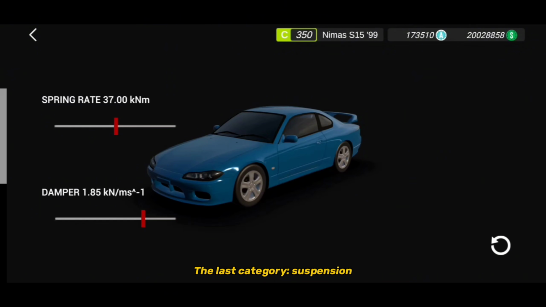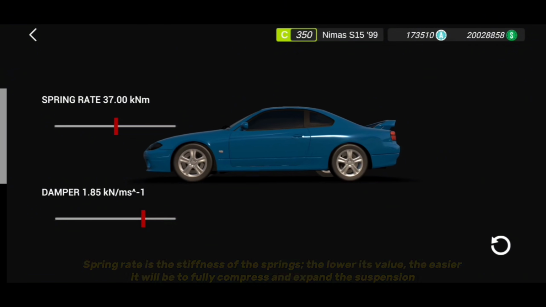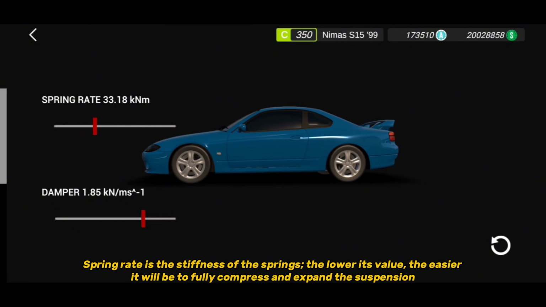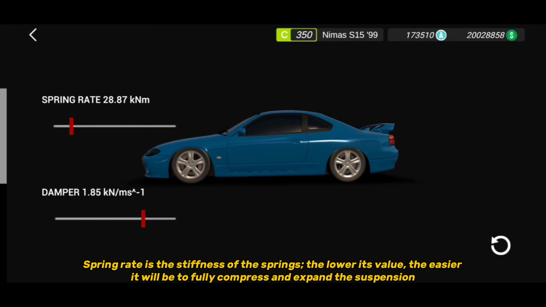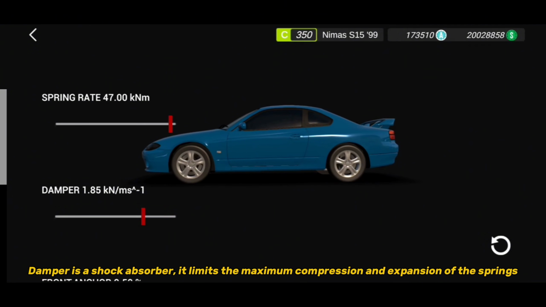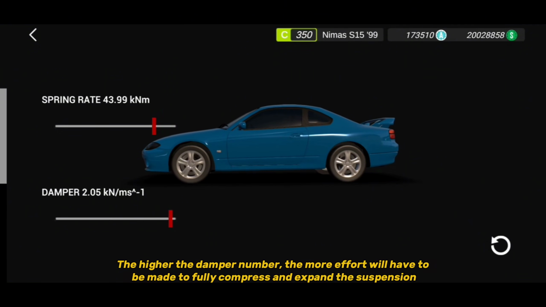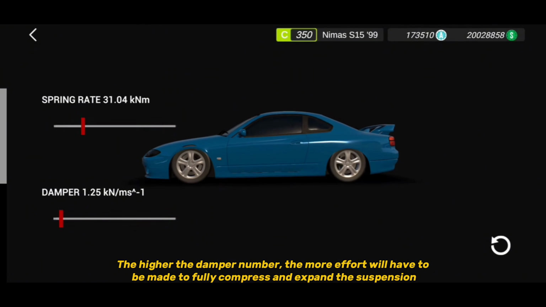The last category, suspension. Spring rate is the stiffness of the springs. The lower its value, the easier it will be to fully compress and expand the suspension. Damper is a shock absorber. It limits the maximum compression and expansion of the springs. The higher the damper number, the more effort will have to be made to fully compress and expand the suspension.